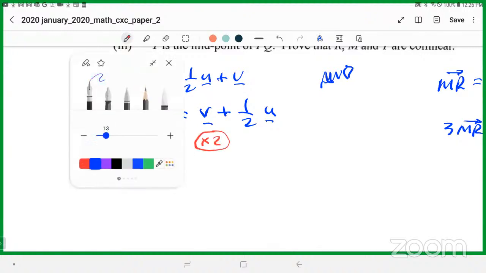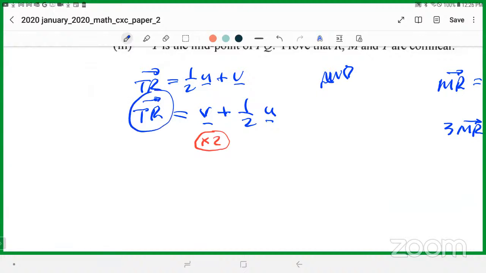Now multiply by 2. Remember, I multiply this side by 2 first. Don't forget that. So it becomes 2tr equals... multiply this by 2, it becomes 2v. Multiply this by 2, it cancels the half and you get plus u.